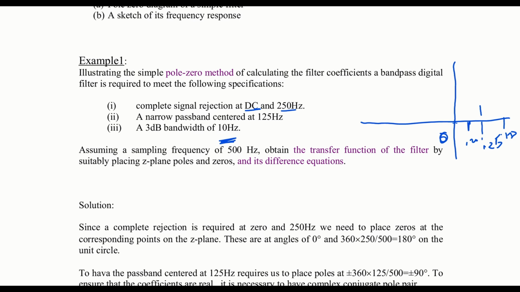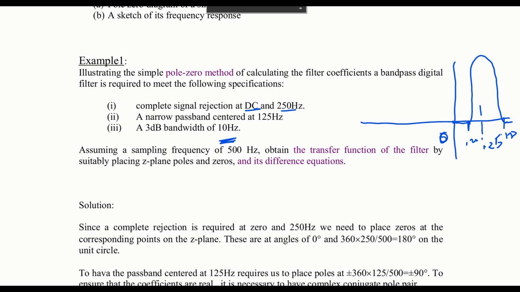Okay, so we are basically looking for a filter which has these characteristics. Between 120 and 130 hertz, it would allow the signal to pass. Elsewhere, it would attenuate the signal. That's a whole lot of explanation. Let's get into the question.